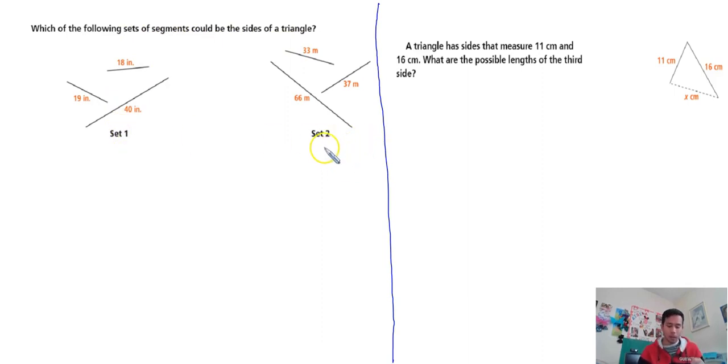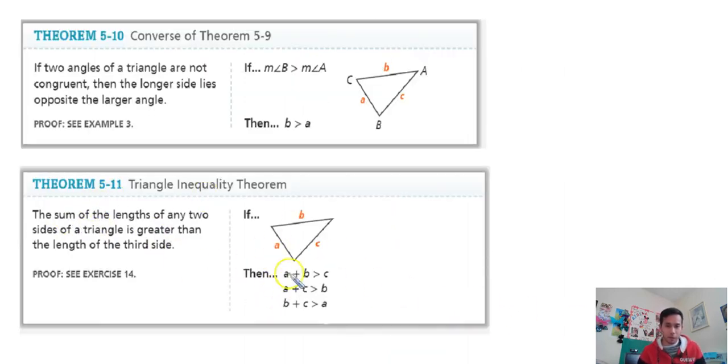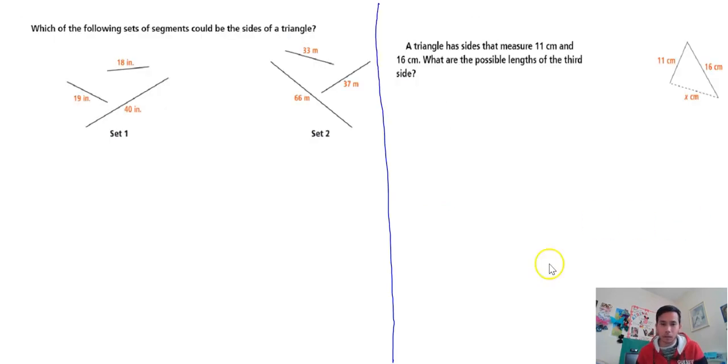Now, by theorem 5-11, it says there, if I add A and B, that will be greater than C. If I add A and C, that is greater than B. If I add B and C, that will be greater than A. So your triangle inequality theorem says that if you add the measurements of the two sides, that must be greater than the third side. So let's apply that here.